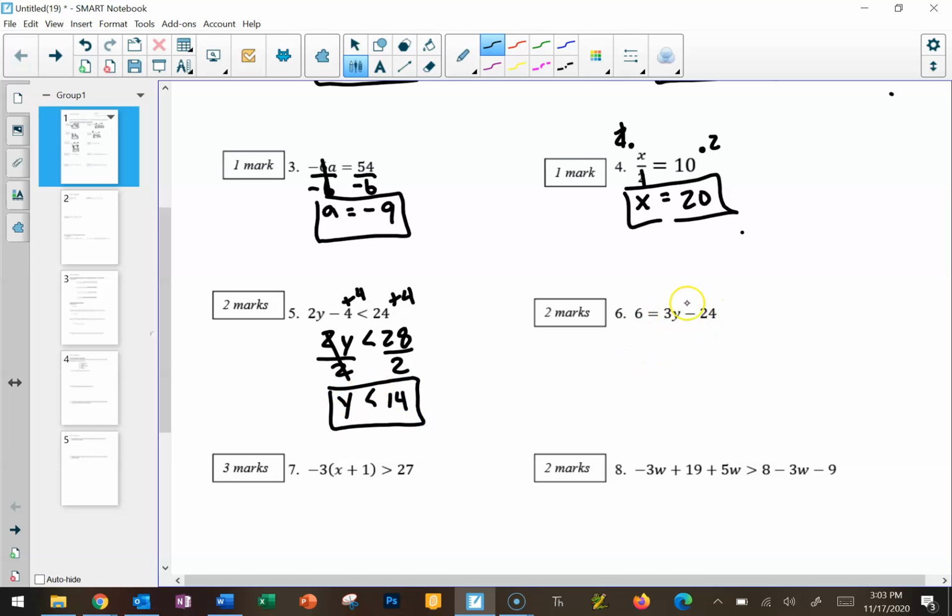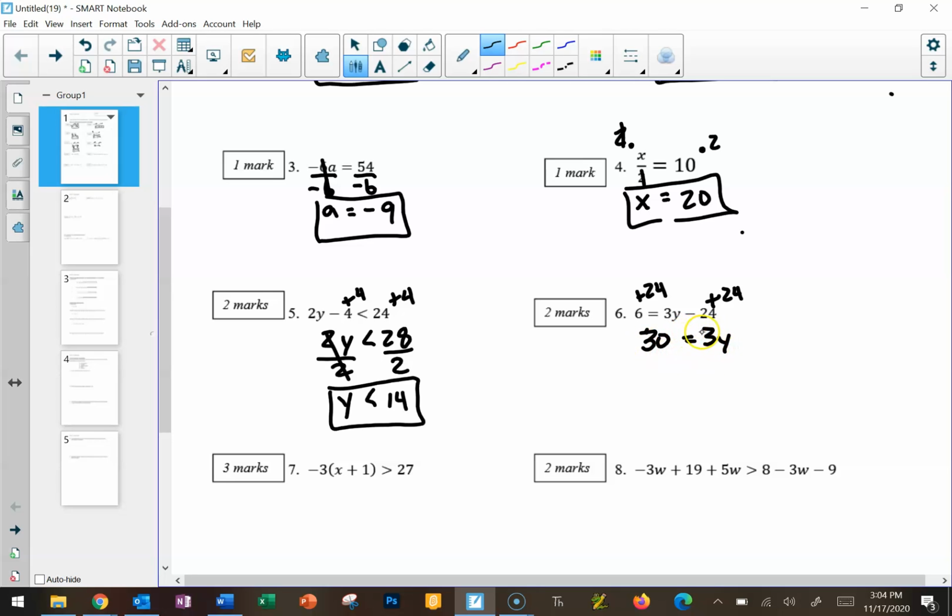Over here, now we've got the y on the other side, so remember that's going to have an impact on us as well. So we've got 6 equals 3y minus 24. Let's add the 24 to both sides to get the numbers on one side and the variables on the other. Now because, well, we can do the math first here.